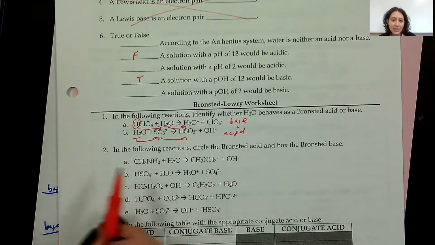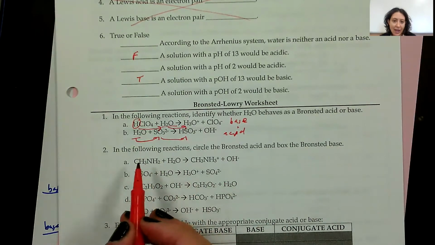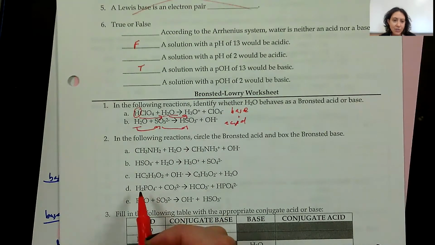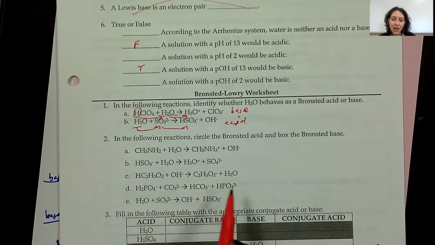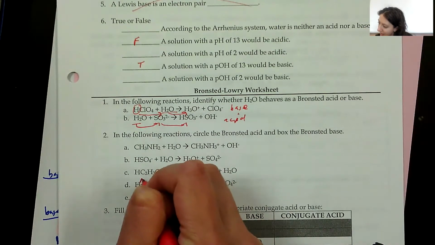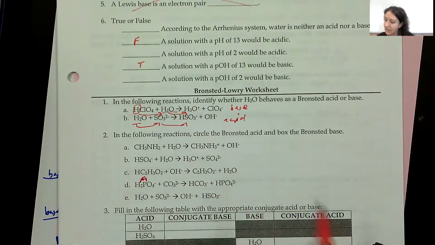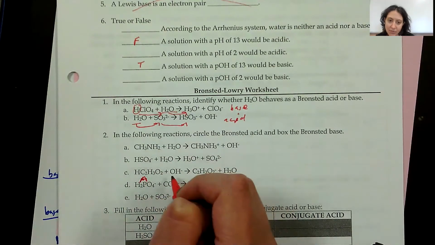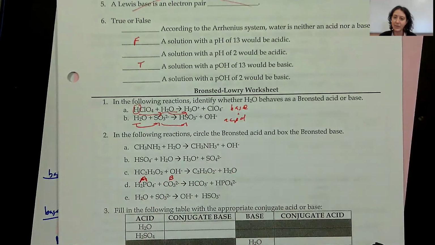So in this case, let's pick out a fun one. This one's a good one. So it looks like we've got H2PO4 negative and CO3. It looks like this phosphate-based ion is giving up a hydrogen. So that means it's an acid. So I'm just going to put acid above it, A for acid. And this one is accepting, the CO3 is accepting a proton, so that means it's a base.